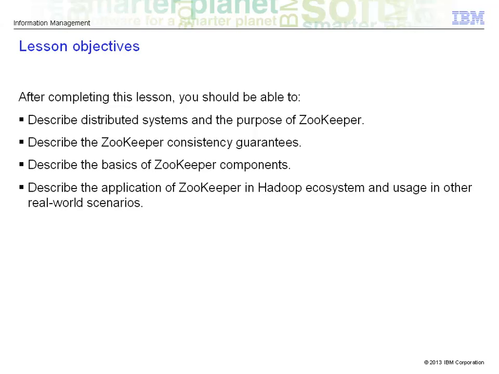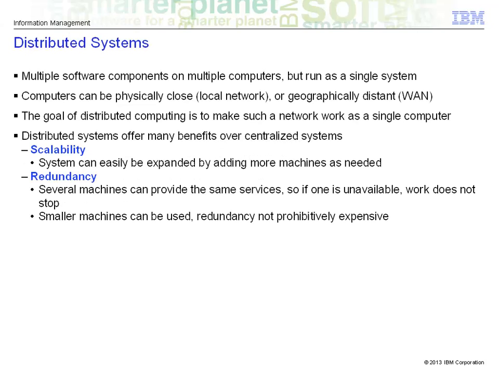A distributed computer system consists of multiple software components that are on multiple computers but run as a single system. The computers that are in a distributed system can be physically close together and connected by a local network, or they can be geographically distant and connected by a wide area network. The goal of distributed computing is to make such a network work as a single computer.